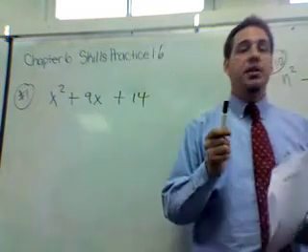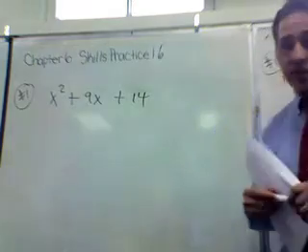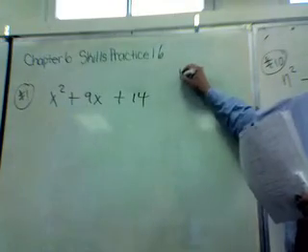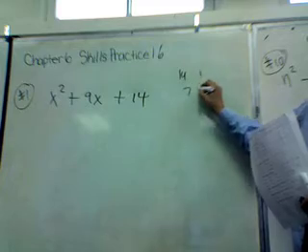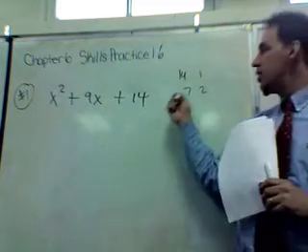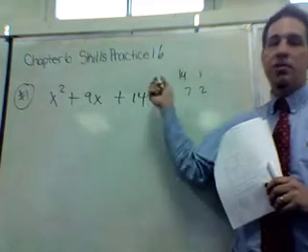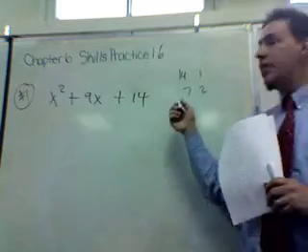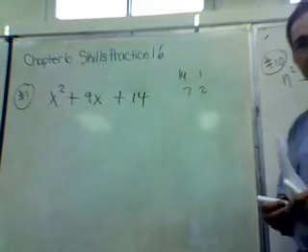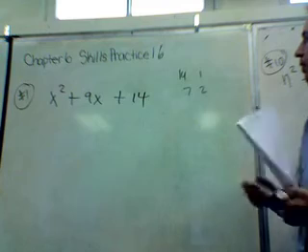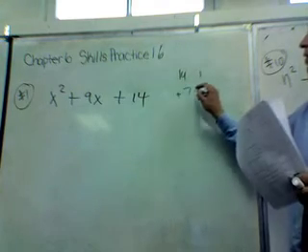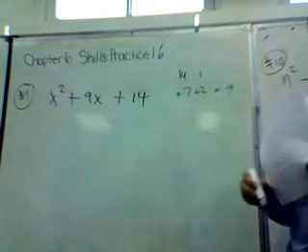First thing is to list the factors. So the factors of 14 are 14 and 1, 7 and 2, and that's it. Now, do any of those add to be 9? 14 and 1 don't, because that's 15. 7 plus 2 does, so we're in good shape with that. Plus 7 and plus 2 equals 9.